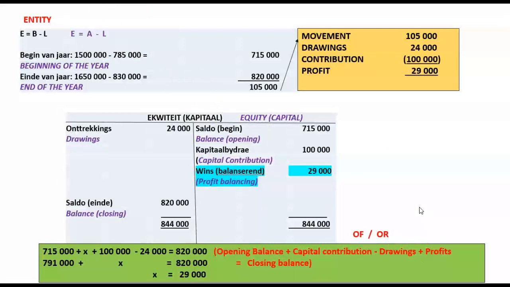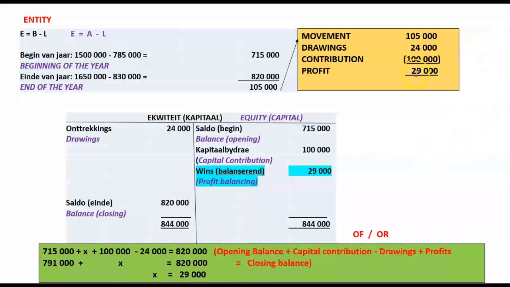Or I could have said, what is equity? Opening balance plus capital contribution less drawings plus profits equals closing balance of equity. What is the opening balance of equity? 715,000. How much was the new capital contribution? 100,000. What were our drawings for the year? Less 24,000, plus our profits, which I don't know what it is, that is X, equals our closing balance, 820,000. And then X would have been 29,000 Rand.